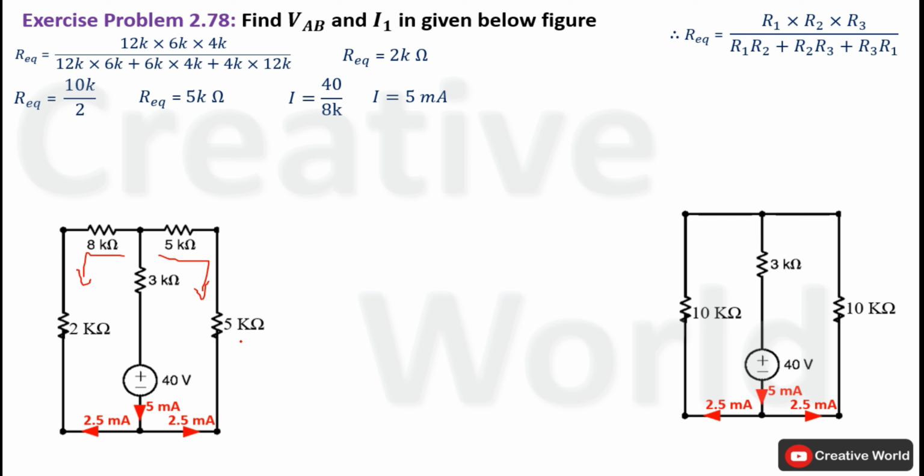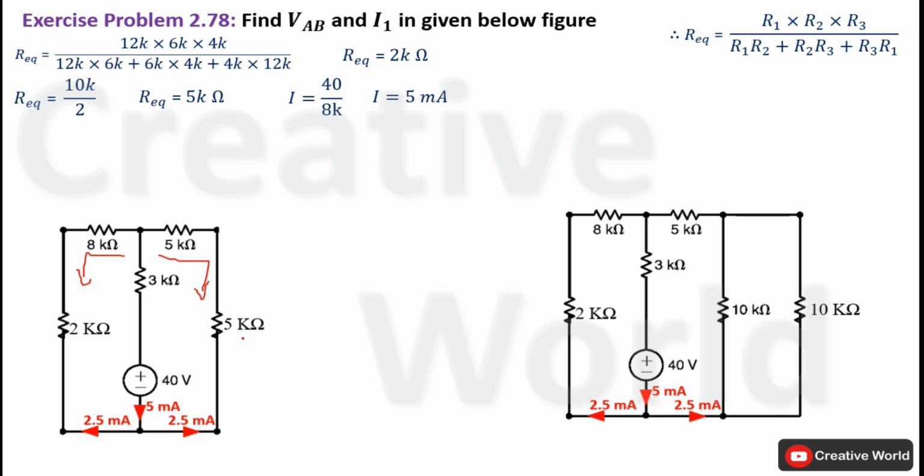Now this 5 kilo ohm resistance was the combination of two parallel connected resistances of 10 kilo ohm. So we will modify the network by replacing this single 5 kilo ohm resistance with two 10 kilo ohm resistances connected in parallel. Again, the directions of current will be clockwise direction. In this branch also clockwise direction, and through this branch will be upward.